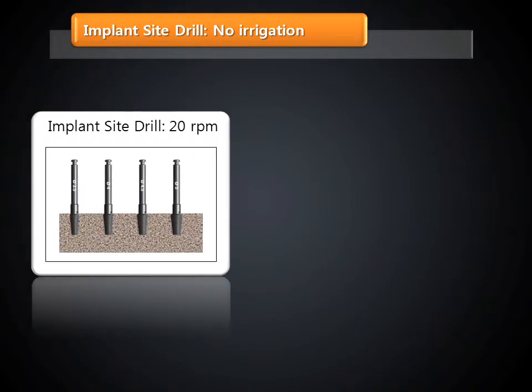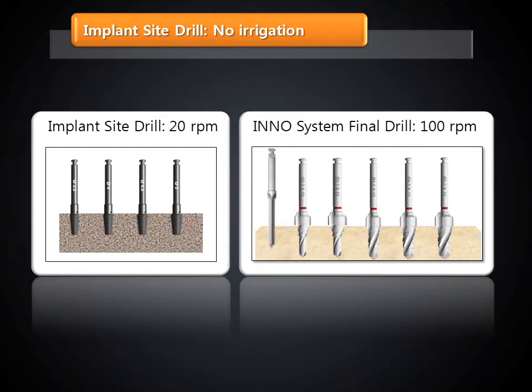The implant site drill and ecosystem drill could be used for the particulated bone graft in the site of implant placement. Without irrigation during drill preparation, the implant site drill is worked at 20 rpm speed, and the ecosystem final drill at 100 rpm speed. The particulated bone graft is accumulated at each drill operation.